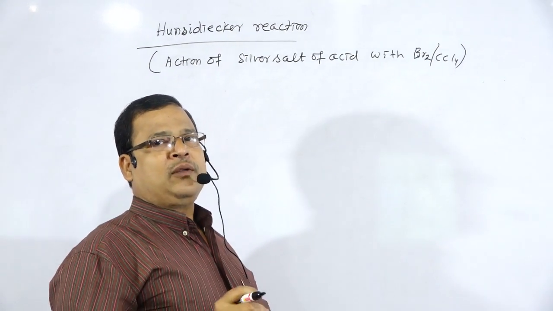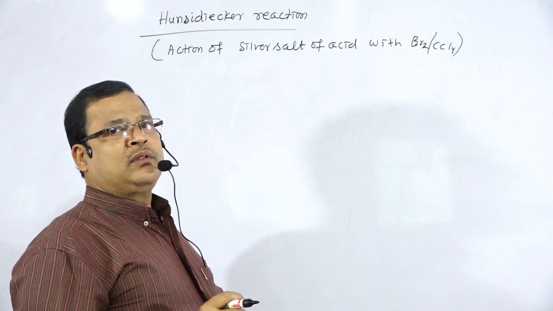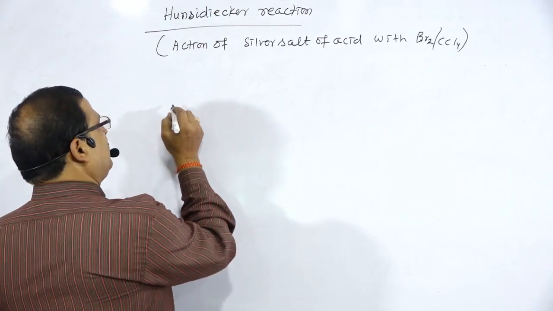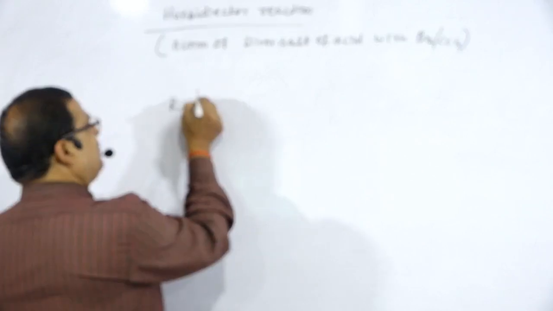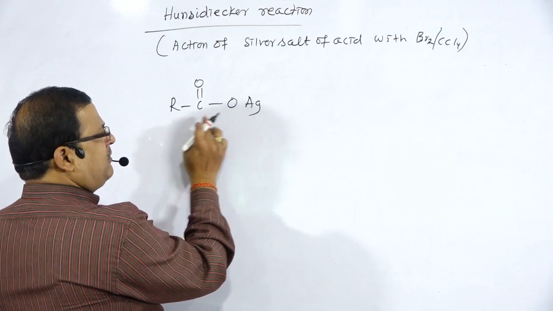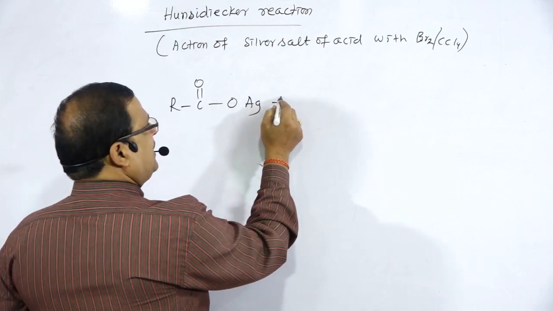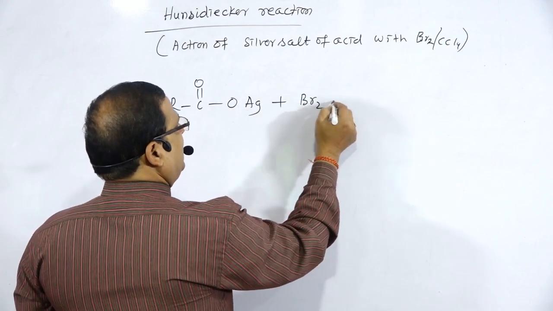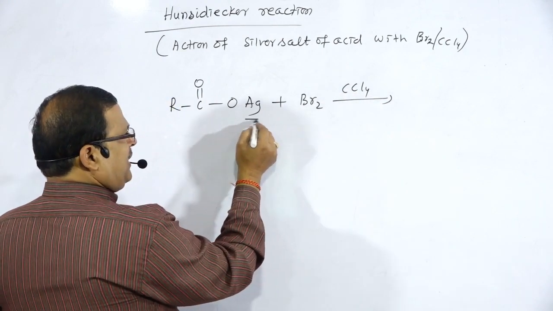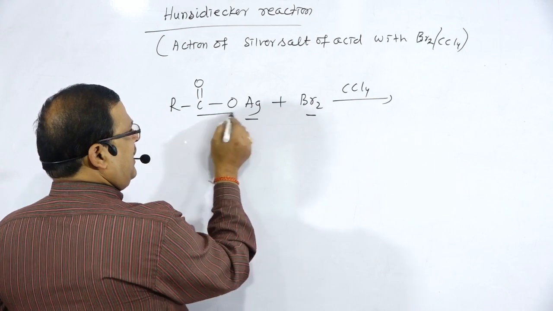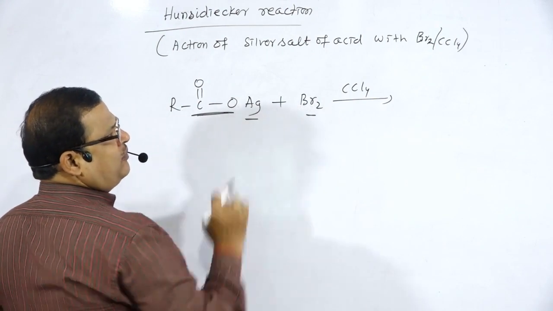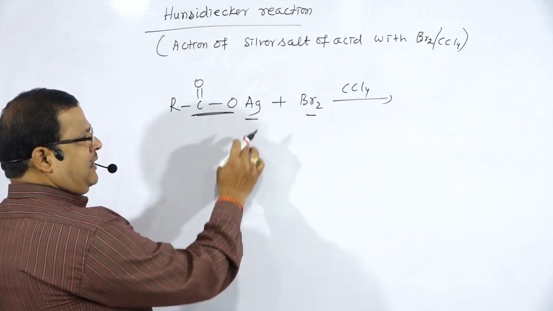The product is an alkyl bromide, that is, an alkyl halide will be formed, and this is the reaction also shown by the COOH part as a whole. RCOOAg, the silver salt of the carboxylic acid, is treated with Br2 in the presence of CCl4. The product will be AgBr, CO2 is removed, and the R part and Br part combine to form RBr.